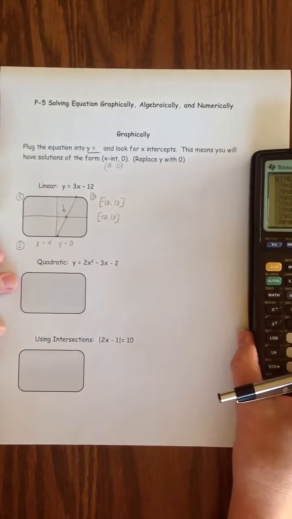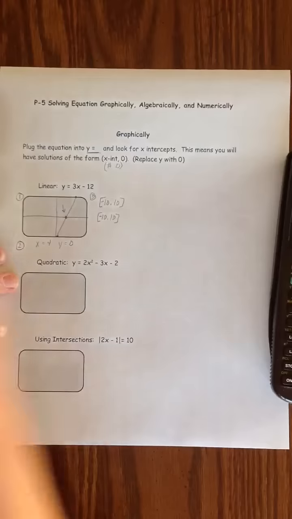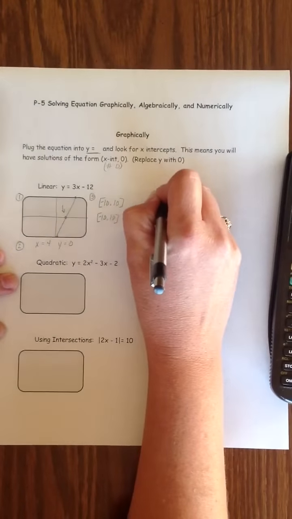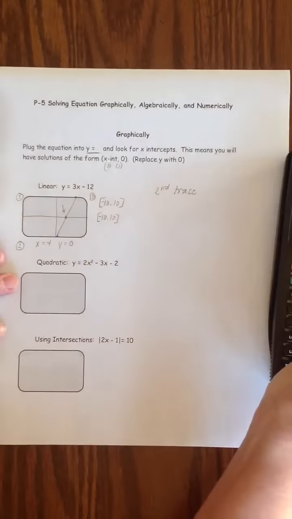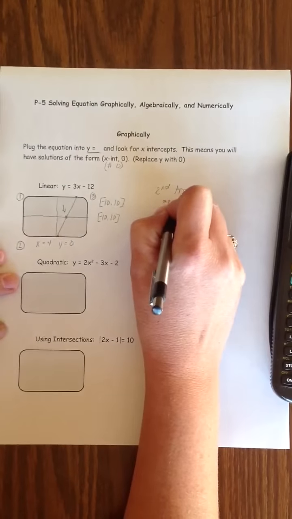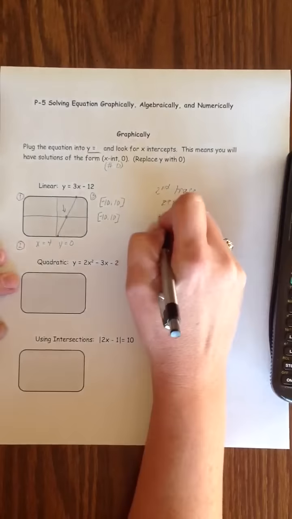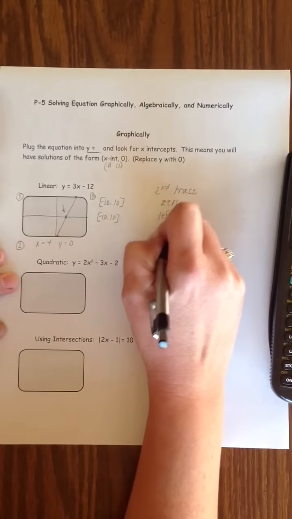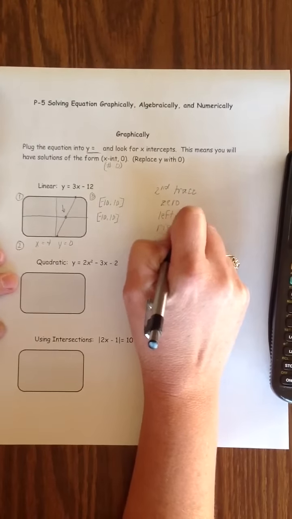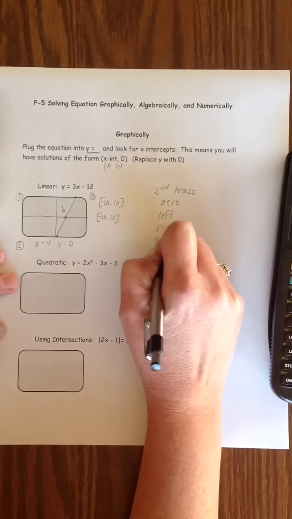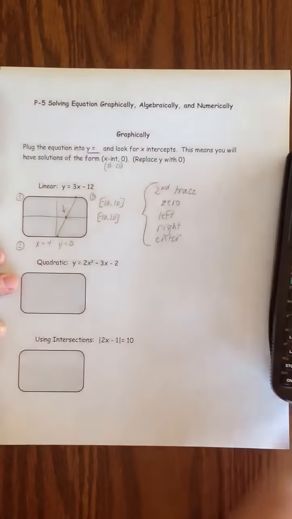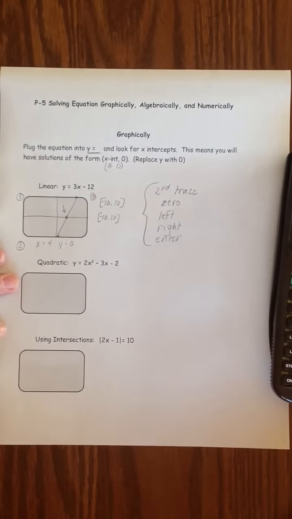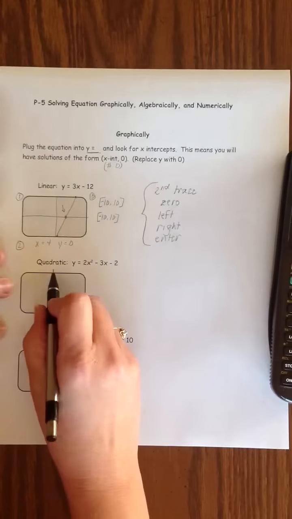Okay, so 3 pieces of information that I'm looking for. Now, let's make a list of what it was we did to find that. We did second trace. That brought up the calculate menu. We chose our 0. We stayed on the left side, we moved to the right side, and then we hit enter to bypass that guess. These are the steps to follow when you're trying to find zeros, when you're trying to find those intercepts. So let's move on to the quadratic.